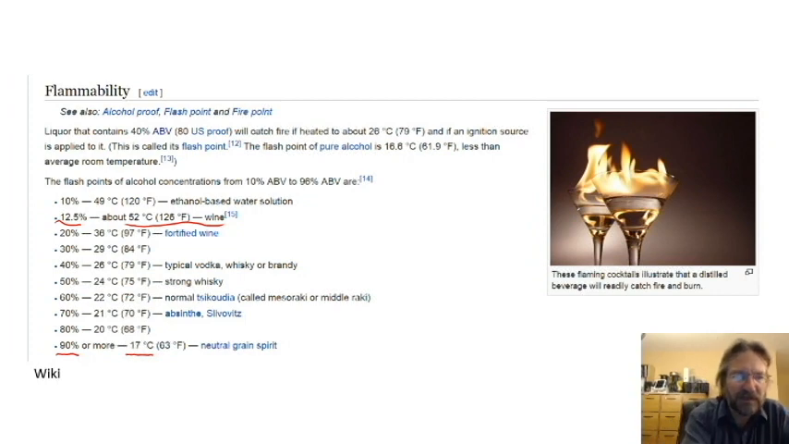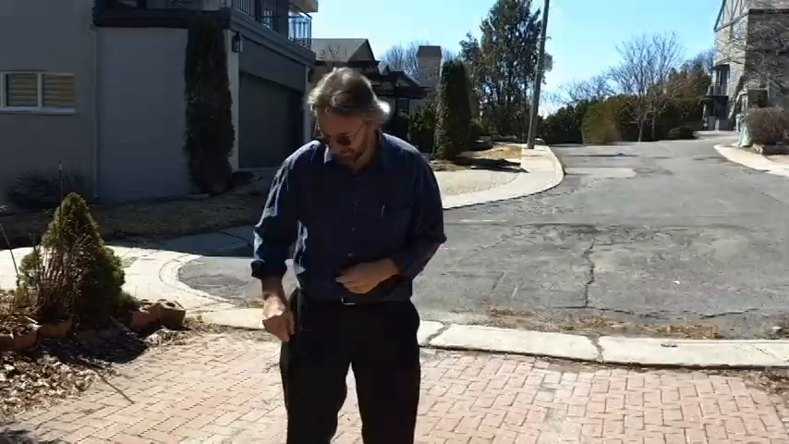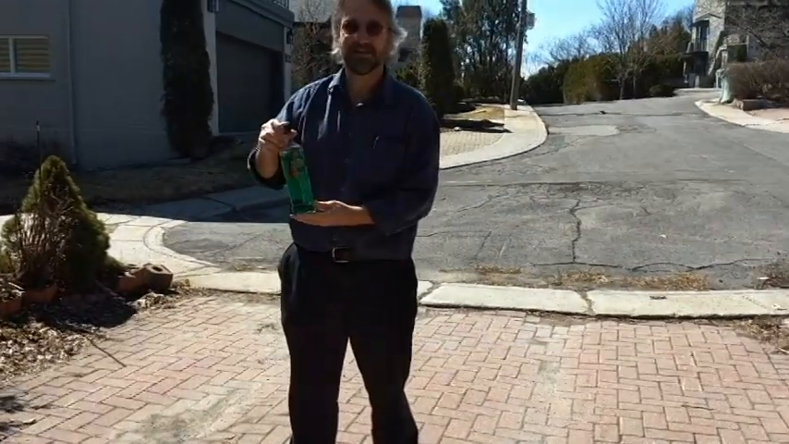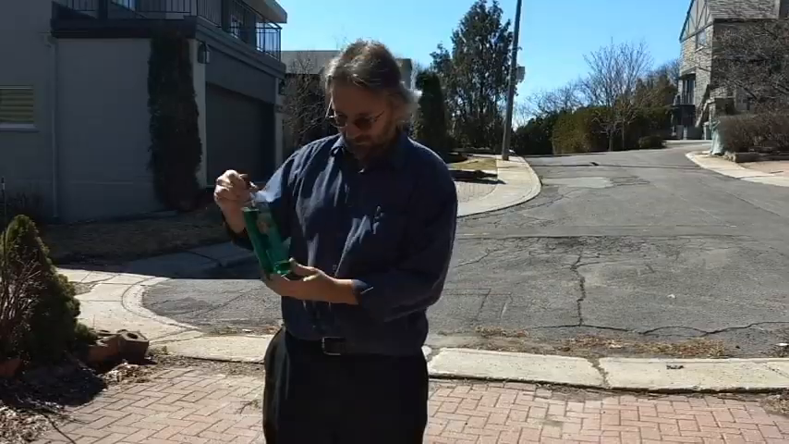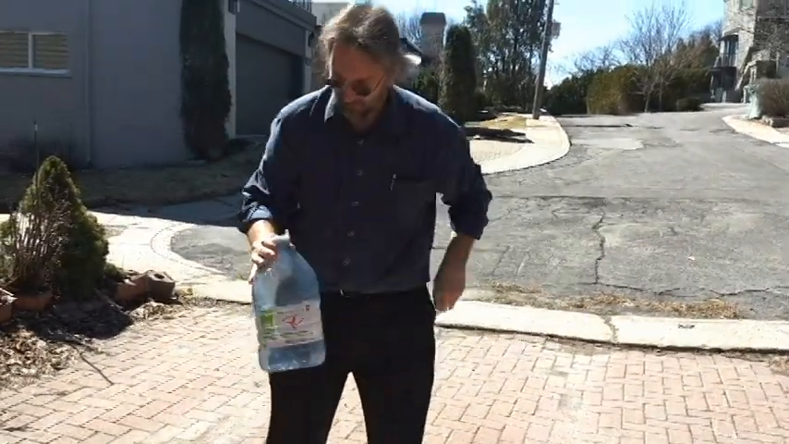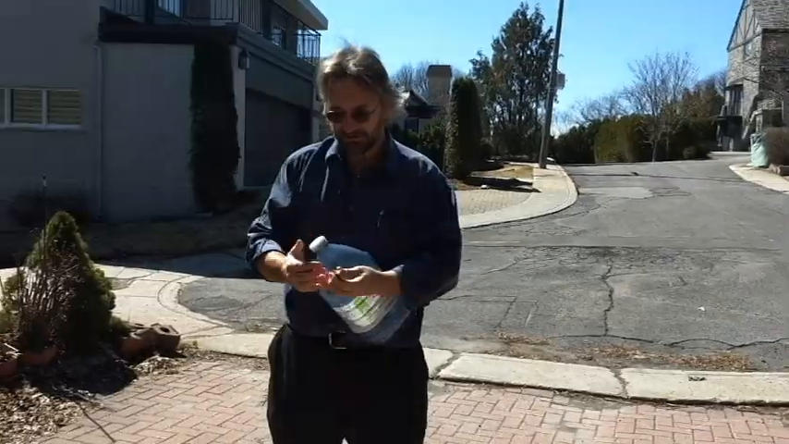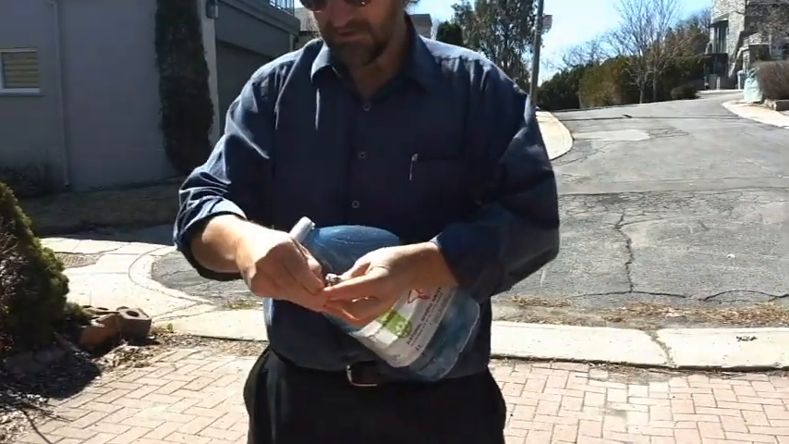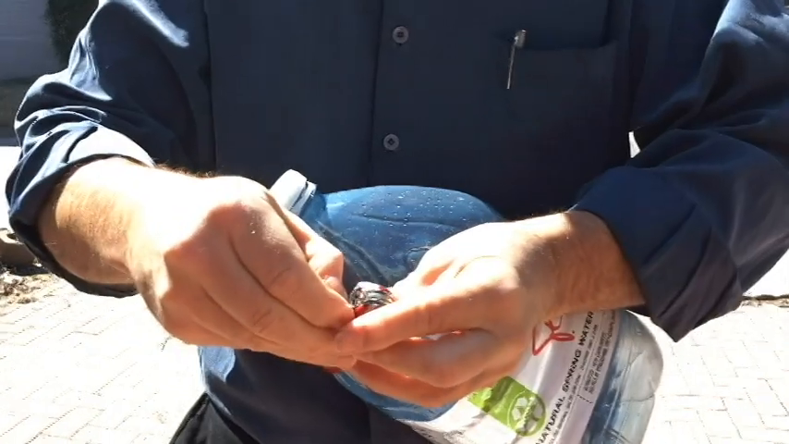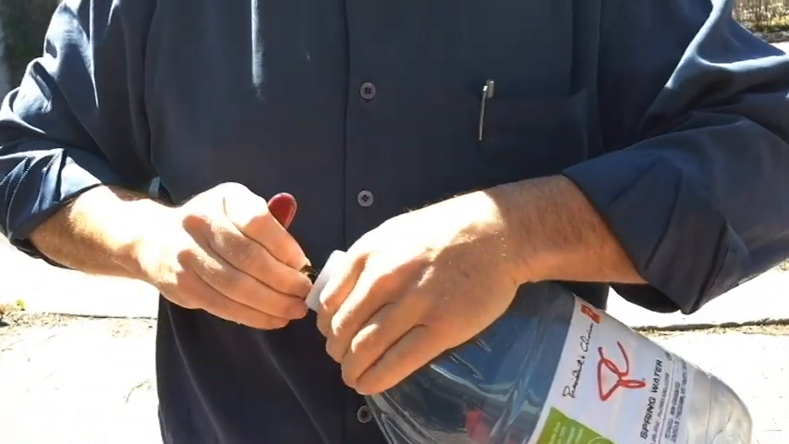And what we're going to use is absinthe, which is quite a strong alcohol, and it has about 70%. And you see that already at 20 degrees it will start to ignite. So let's have a look at what that looks like. An experiment using again this strong alcohol, absinthe, 70% alcohol. I'm going to take this bottle, make a small hole in it, and then we're going to just vaporize the absinthe inside the bottle.